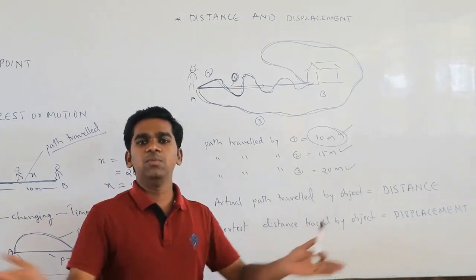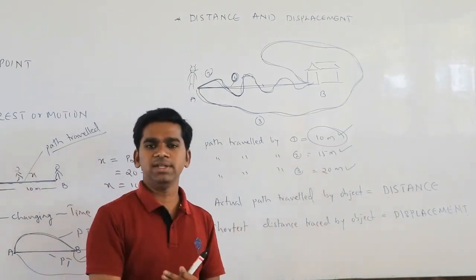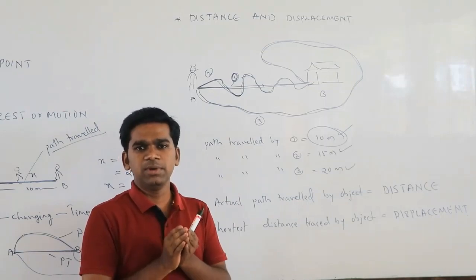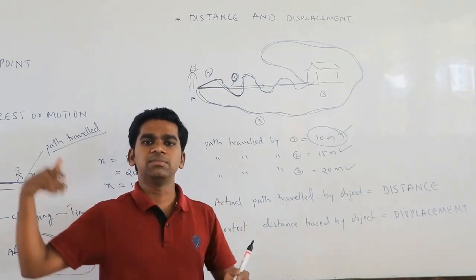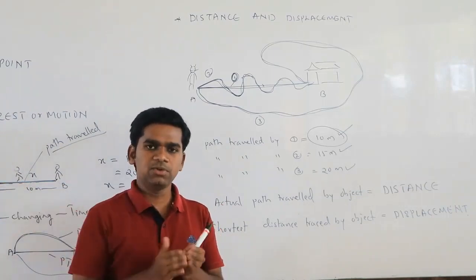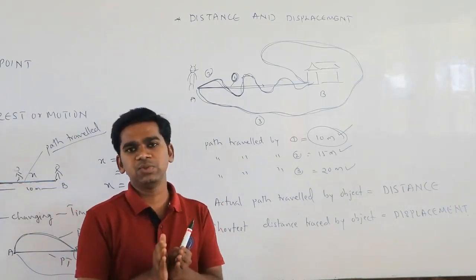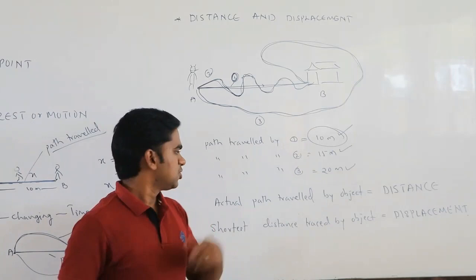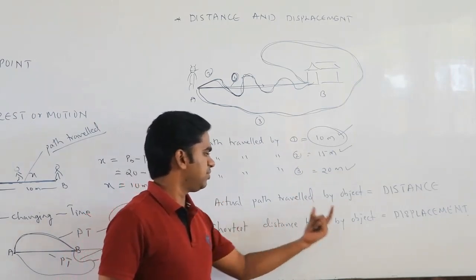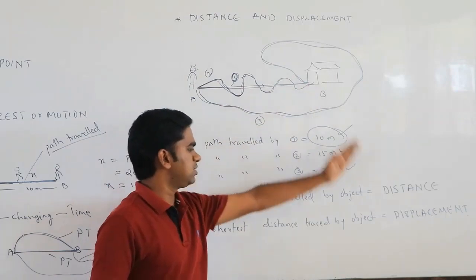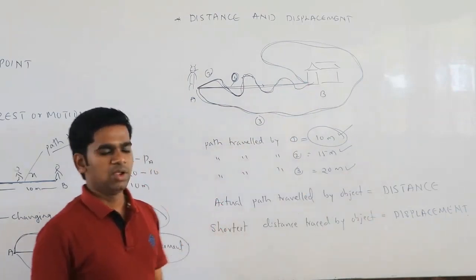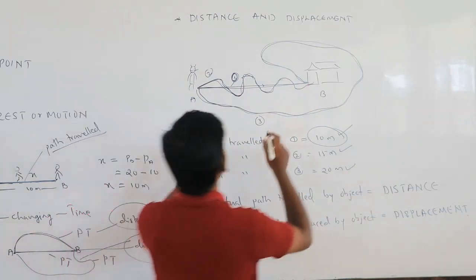What is displacement? You may take so many ways, but which is the shortest one? Nobody wants to go from one place to another by going through another place. They want to go directly. We are always in search of the shortest way. So that shortest distance between your place and your destination is called displacement.